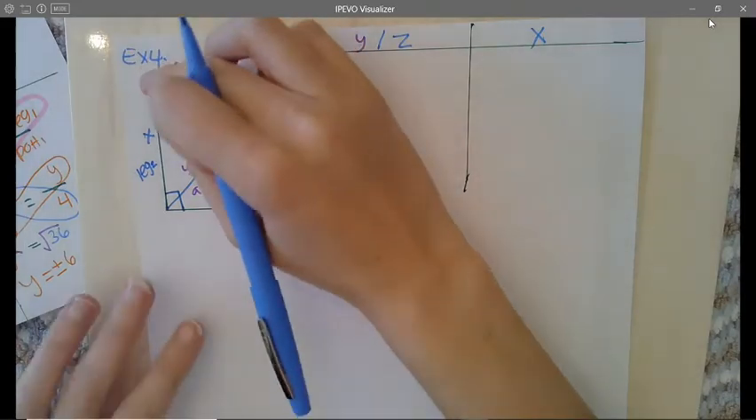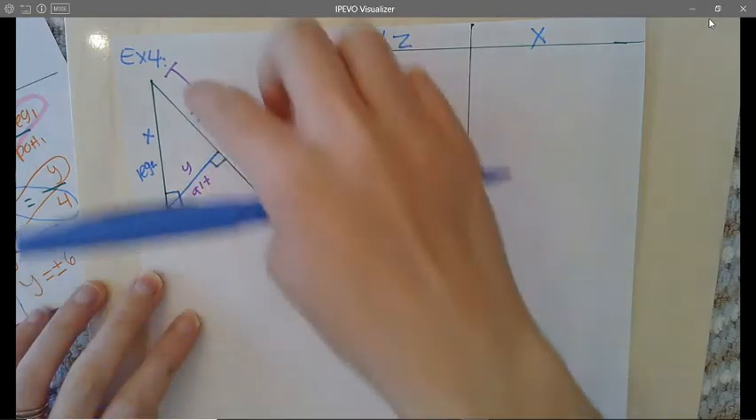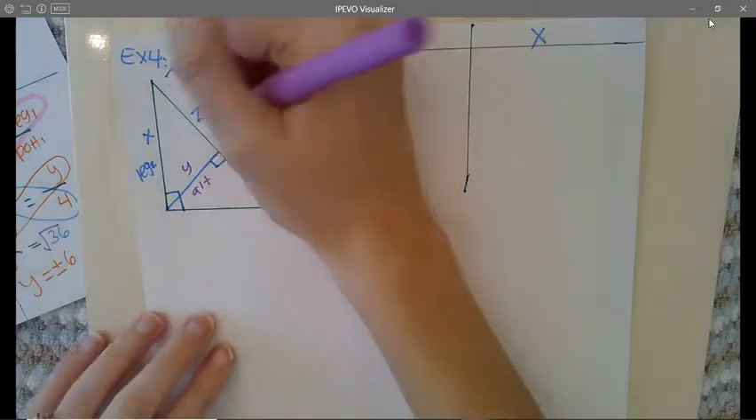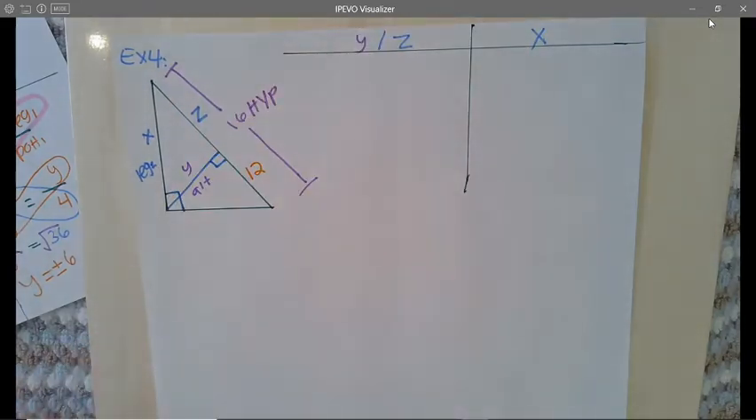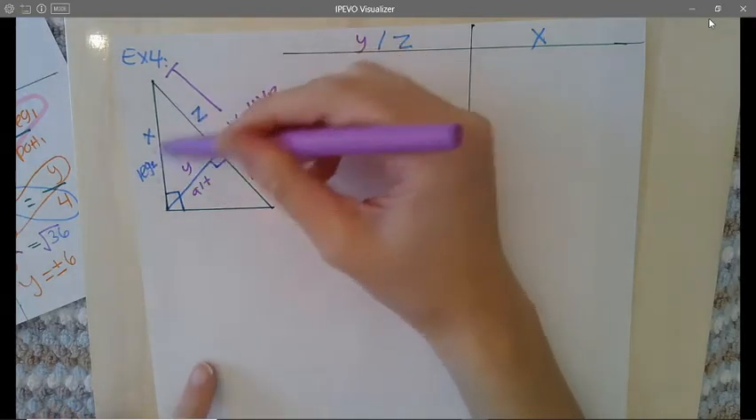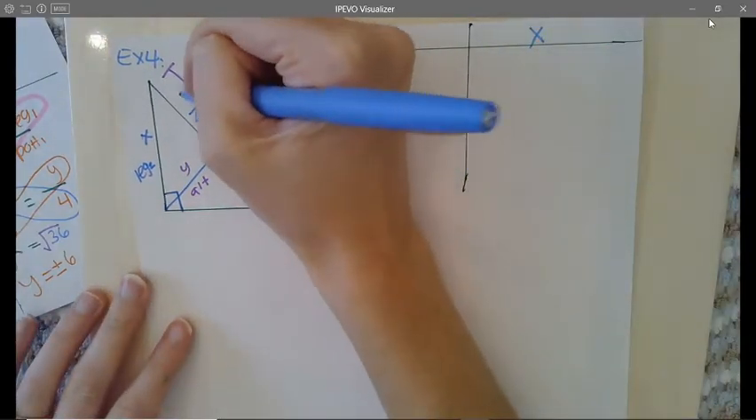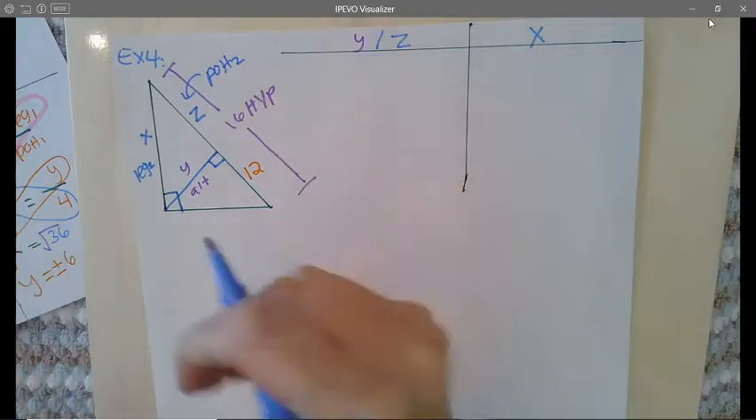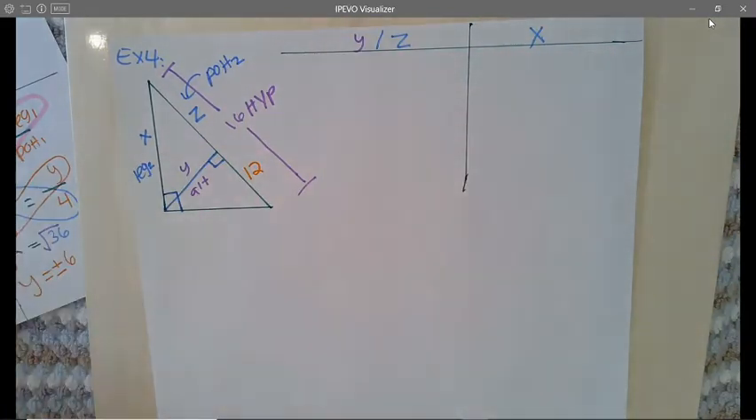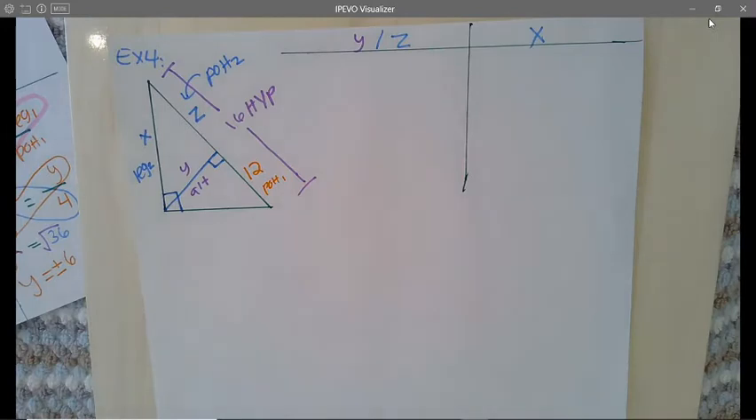Now, this is my hypotenuse because it's the side directly across from my 90-degree angle. So this whole thing is the hypotenuse, so we know this 16 is the hypotenuse. Then Z and 12 are the pieces of my hypotenuse. Z is closest to leg 2, so I'm going to call it POH2. The 12 is the other piece of my hypotenuse, so I'm going to call this one POH1. I can squeeze in POH1, but couldn't squeeze in POH2.